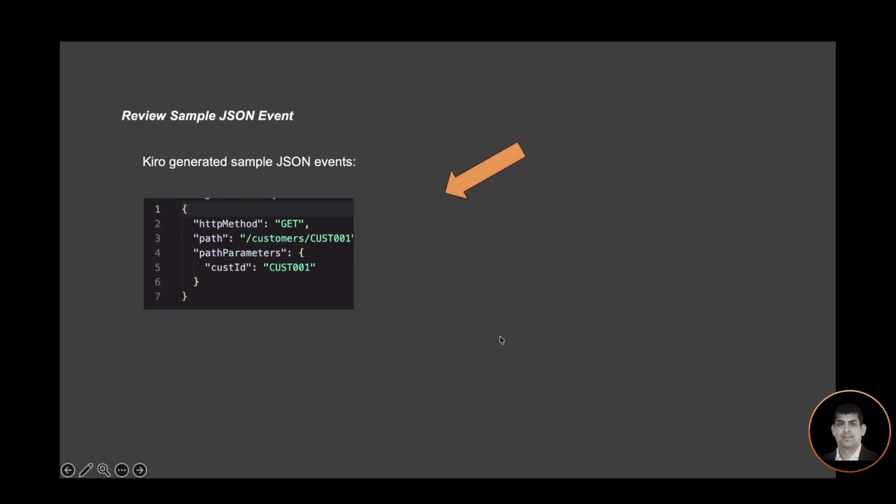And here is the JSON events, right? So here is a simple JSON event that it created for a get request. So here I can say, hey, here is my customer 001, give me all the data back for this customer. So I can test my API endpoint using this JSON event.